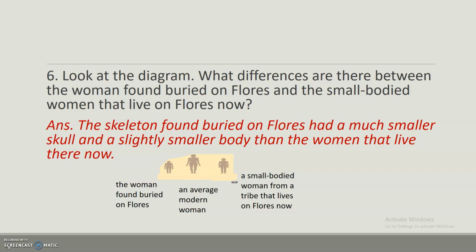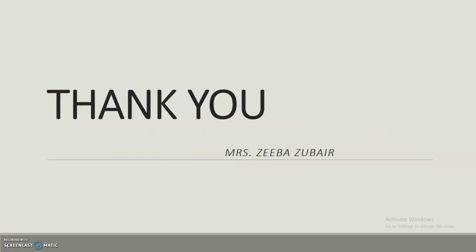Question number 6. Look at the diagram. So three different types of women are there. What differences are there between the women found buried on Flores and the small-bodied women that live on Flores? You know that the skeleton found buried on Flores had a smaller skull and smaller body. Okay.